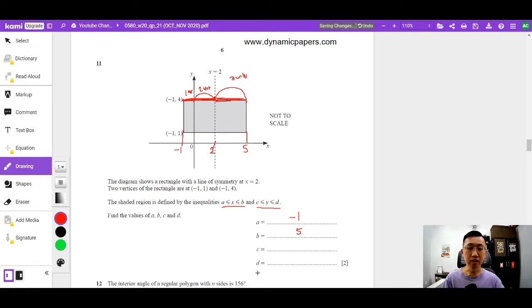Now, y-axis movement is for c and d. Let's check out our y-axis movement, up and down movement. The lower boundary, check out this y-axis coordinate. This is actually 1. So fill up. The boundary for the highest y-axis coordinate, check it out, 4. So that is the answer here. That is question 11 done.